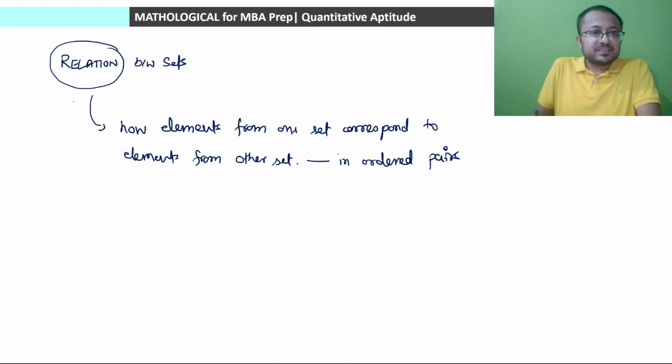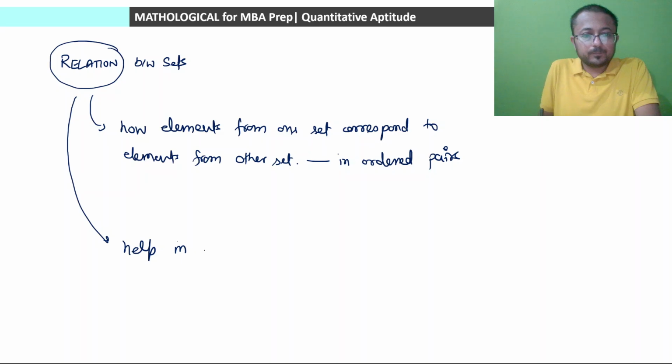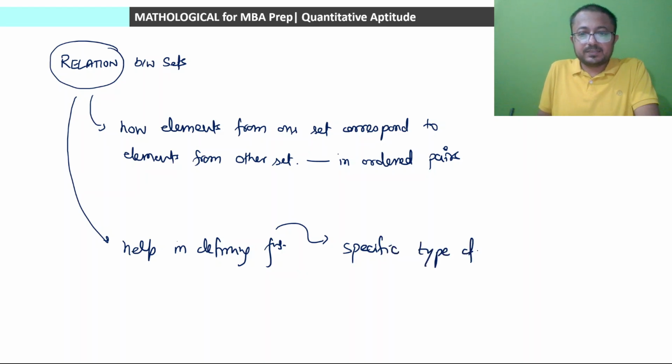Now, why is this important for a function? Because relations also help in defining functions. And why is that so? Because a function is a specific type of relation. So first we'll be understanding relations in general, and then we'll be going in particular with functions. So what is a function? What is so specific about it?